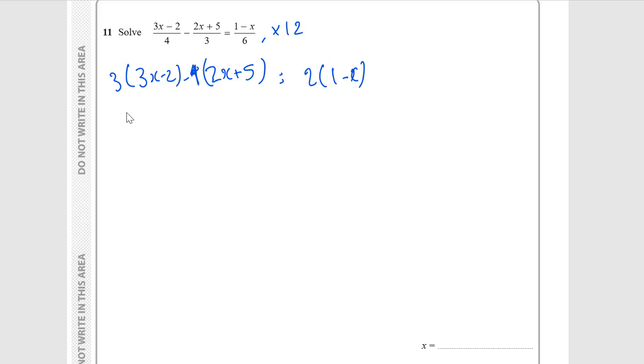Okay, so using our knowledge, 3 times 3x, 9x, 3 times minus 2, so that's minus 6, minus 4 times 2x, 8x, minus 4 times 5, minus 20, and this equals 2 minus 2x, and then at this point we just rearrange. Here we expanded.